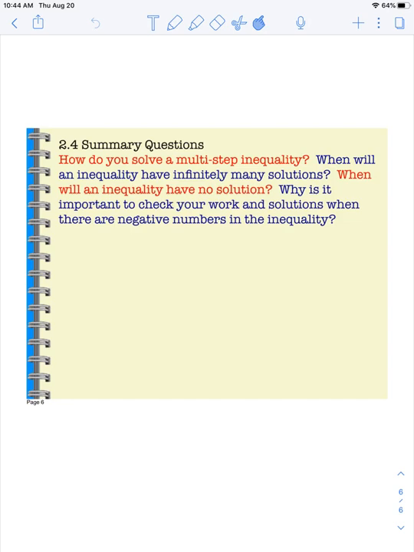When will an inequality have infinitely many solutions? That's when it reaches a true statement. And when will an inequality have no solution? No solution is when it reaches a not true statement, when it's a false statement. Why is it important to check your work and solutions when there are negative numbers in the inequality? Just like we talked about in lesson 2.3, it's important to check because you can make minor mistakes if you forget to flip the sign, which can then lead you to a completely inaccurate answer.